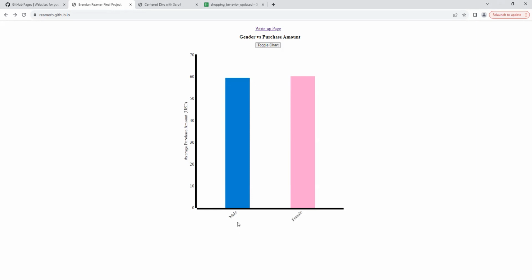You can see these bars are pretty close. That was kind of what I expected. And for exactly how close, I added a tooltip. So you hover over one of the bars, you can see the exact amount, the average amount is 60.25. You go over here, 59.54. So that's about 71 cents less on the male side than the female side.